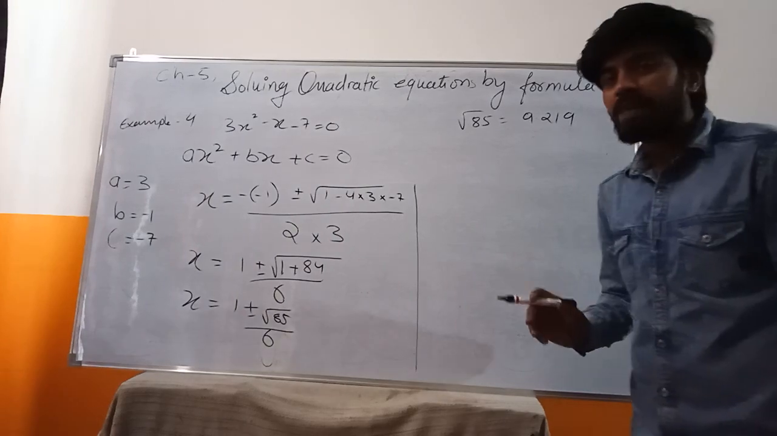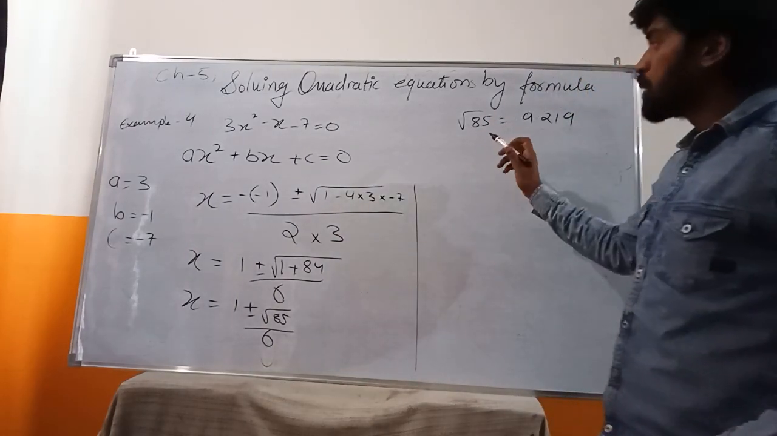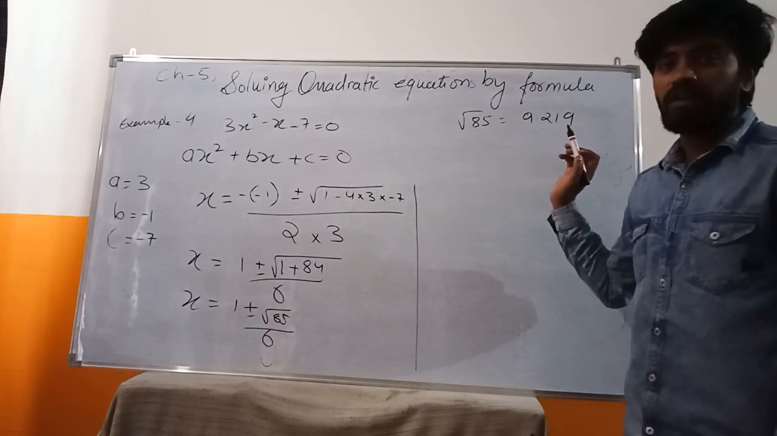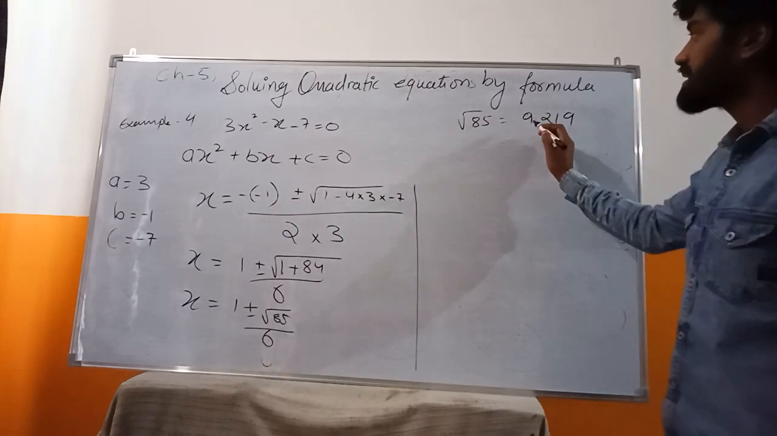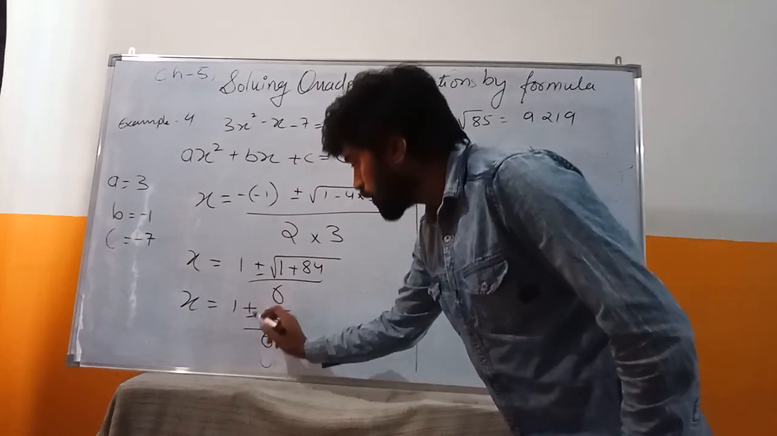Okay, if I turn my pages and go to the end of my book, I'm going to find a table and you'll be able to find the value of root 85. What's the value of root 85? That is 9.219. This is the value. So I'm going to put the value of root 85.